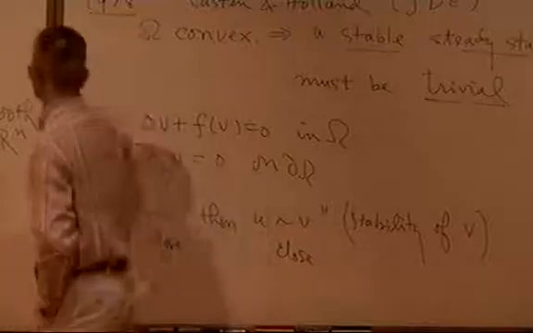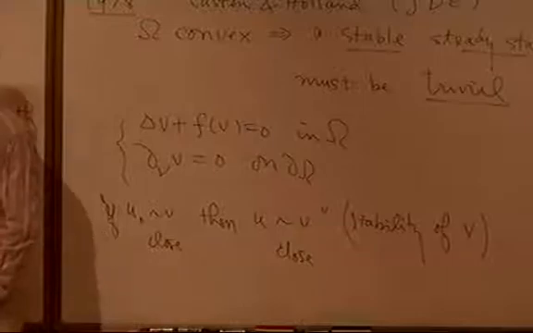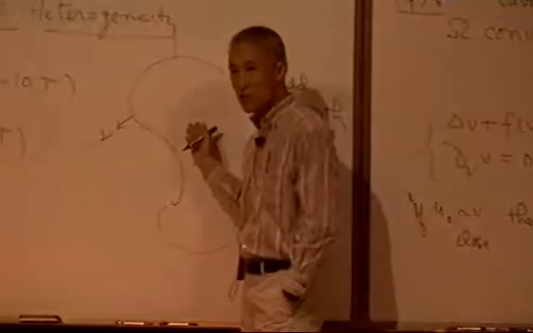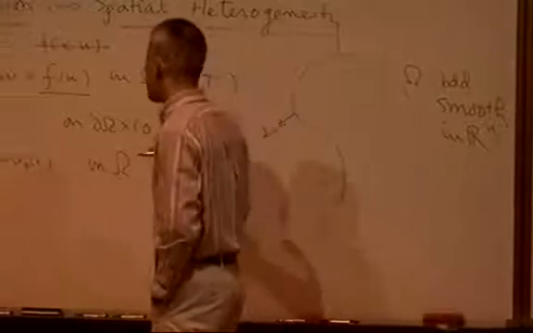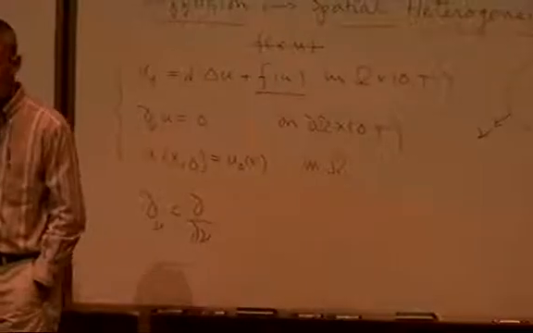So the Casten and Holland theorem basically says that if you have a stable steady state, it must be constant. That is to say, nothing interesting can happen if Omega is convex. A problem like this does not support any stable, non-trivial pattern, non-trivial steady state. So, of course, later there is work talking about what happens if Omega is non-convex.